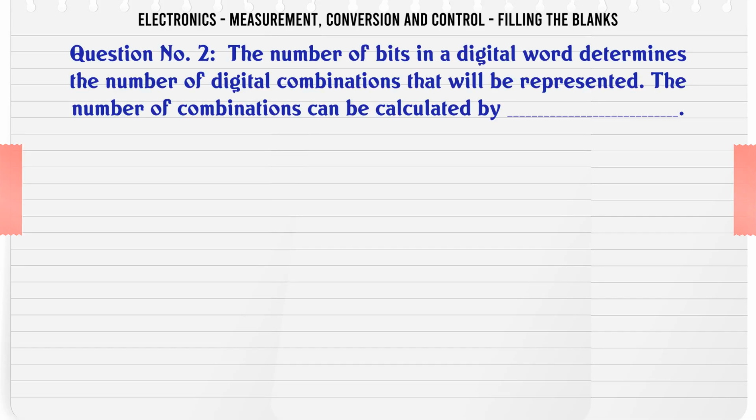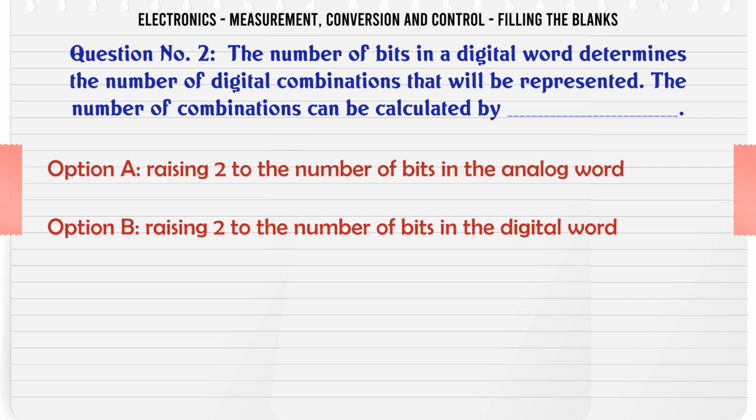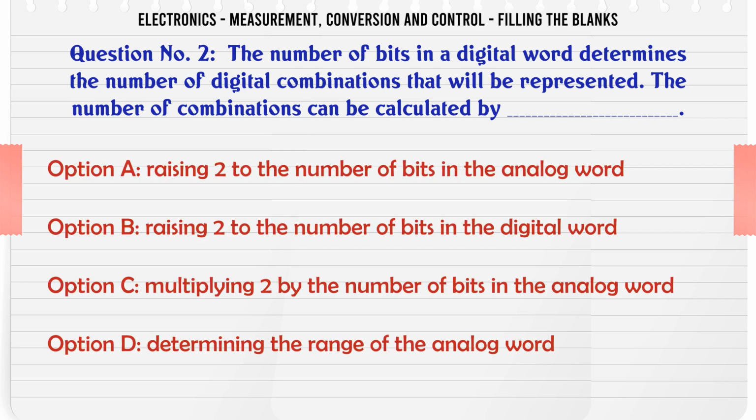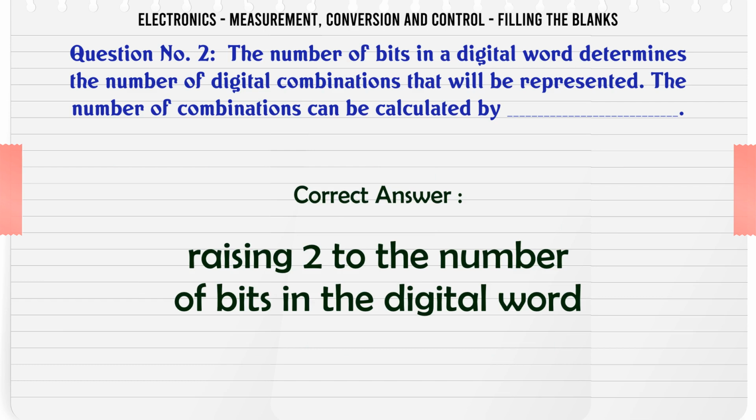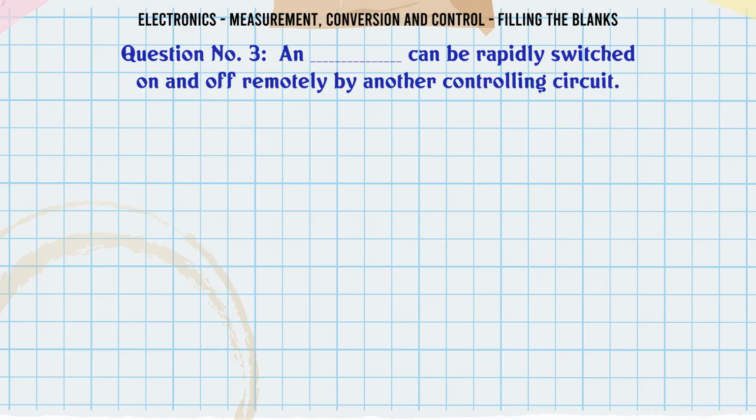The number of bits in a digital word determines the number of digital combinations that will be represented. The number of combinations can be calculated by A. Raising 2 to the number of bits in the analog word, B. Raising 2 to the number of bits in the digital word, C. Multiplying 2 by the number of bits in the analog word, D. Determining the range of the analog word. The correct answer is raising 2 to the number of bits in the digital word.